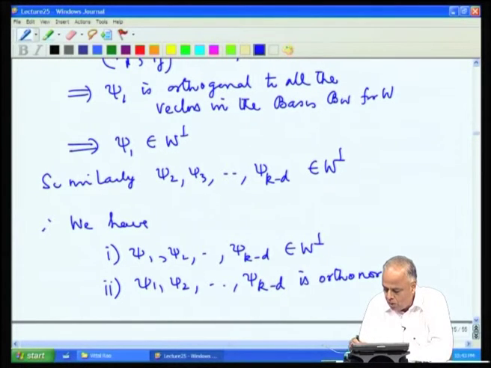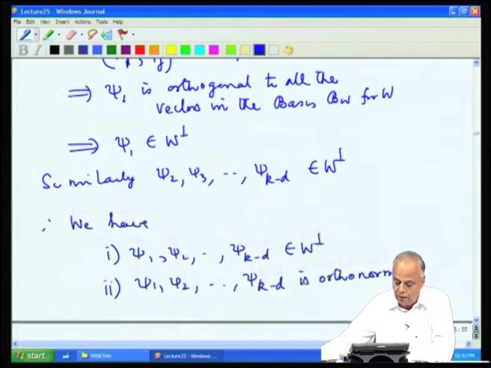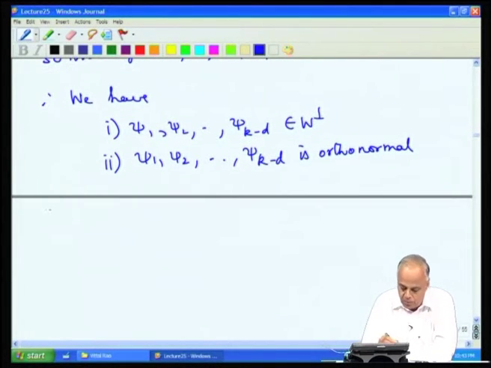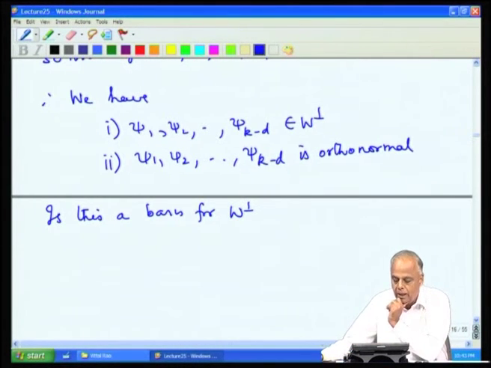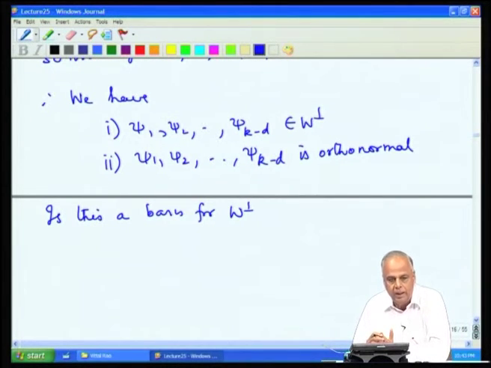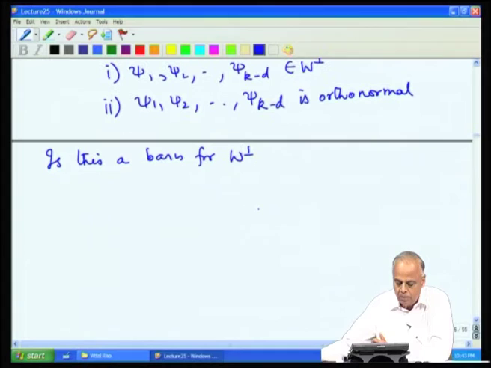So, we have an orthonormal set in W perp. We would like to know whether it is an orthonormal basis for W perp. Is this a basis for W perp? For this, we have to check whether every vector which is in W perp is a linear combination of this, because it is already orthonormal and hence linearly independent. Therefore, the only requirement to be checked for this to form a basis is whether it spans the space.